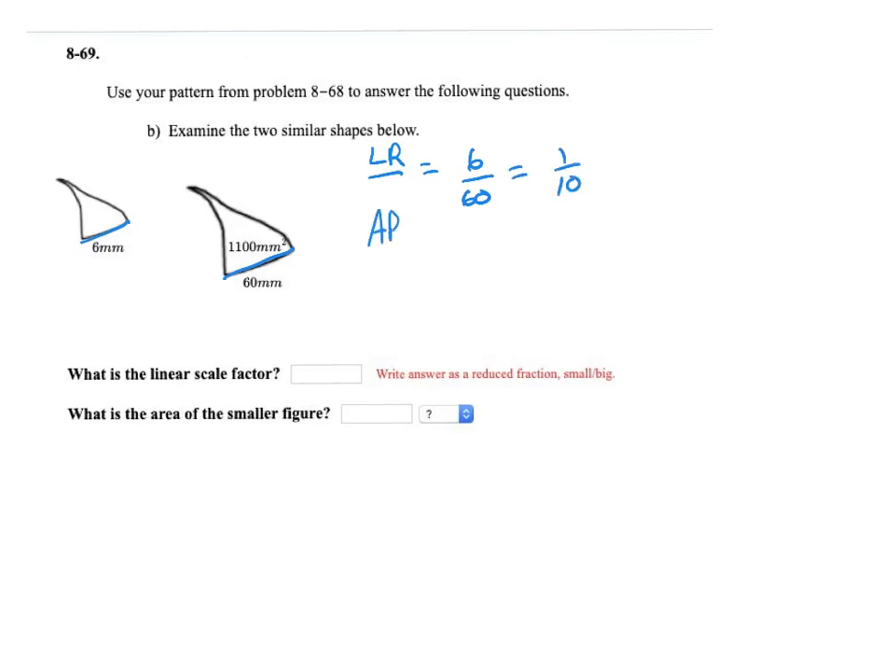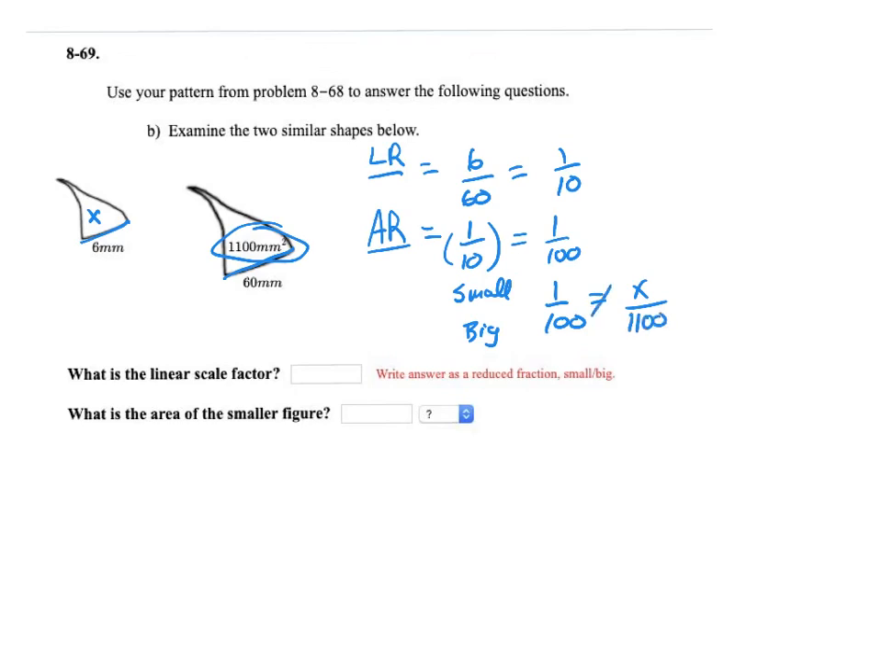Now, to find my area ratio, all I need to do is square my linear ratio, so that will be 1 over 100. Once I have the area ratio, I can set up a proportion. Now remember, 1 is smaller than 100, so the 1 goes with the small figure, the 100 goes with the big figure. In this case, I'm given the area of the big figure, and I want to find the area in the small figure. So I do 1 over 100 equals x, because that's with my small figure, over 1100.